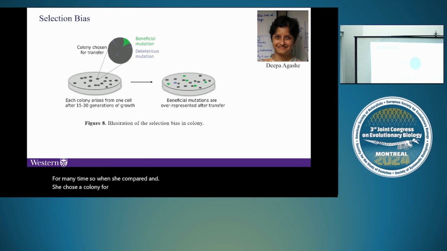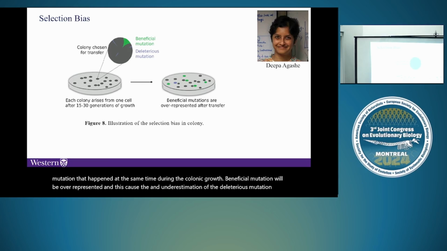When she compared the beneficial and deleterious mutations that happen at the same time during the colony growth, beneficial mutation will be overrepresented, and this caused the underestimation of the deleterious mutation. So these biases caused the DFE to shift toward the beneficial mutation, and we have a lower frequency of the deleterious mutation. So our goal here is to develop a stochastic model to see these biases and apply our correction and shift back the DFE to the right place.